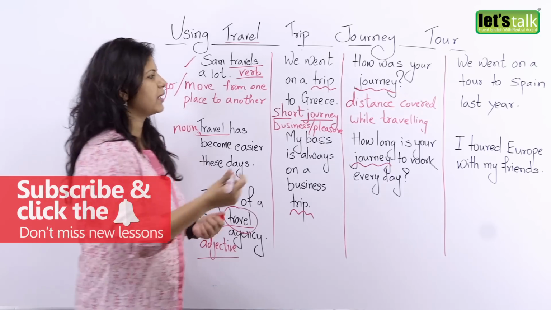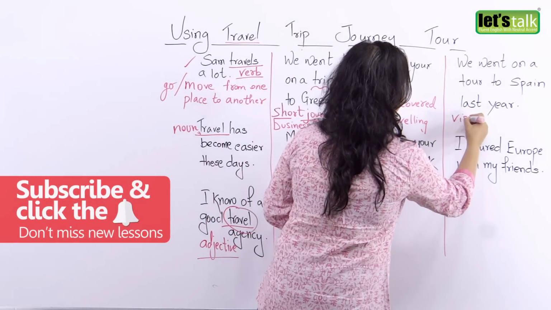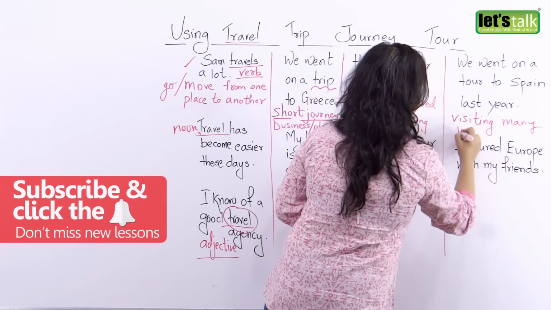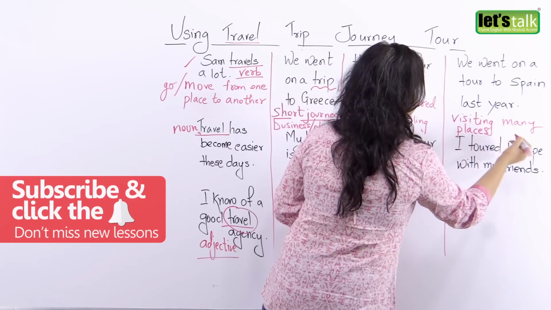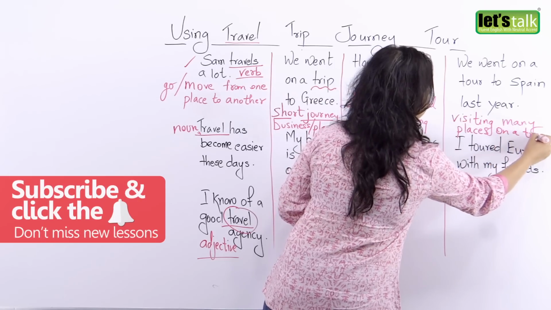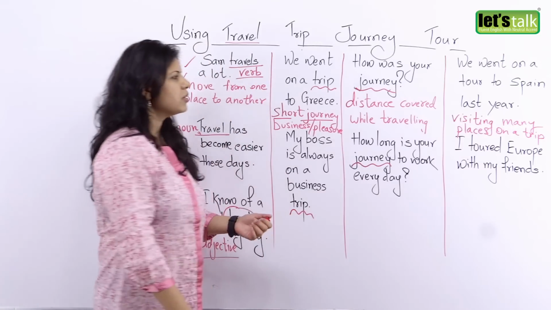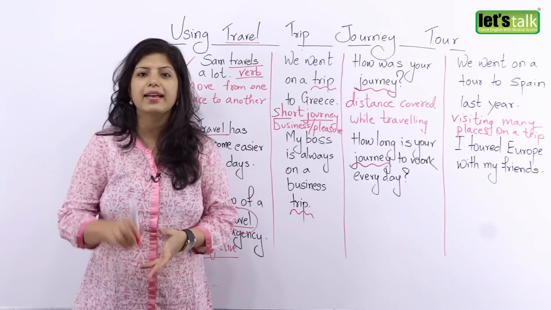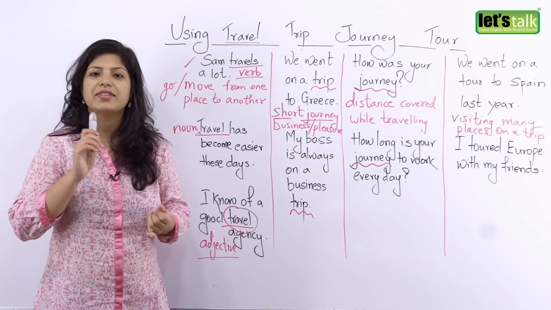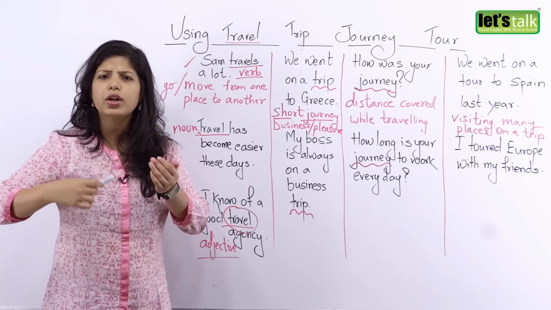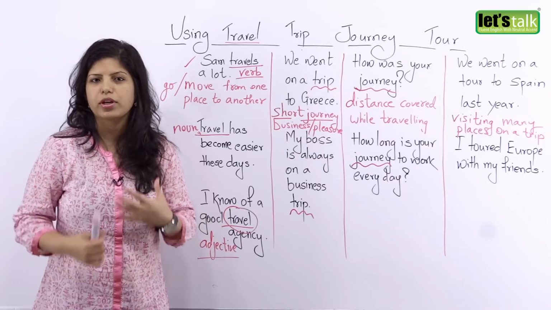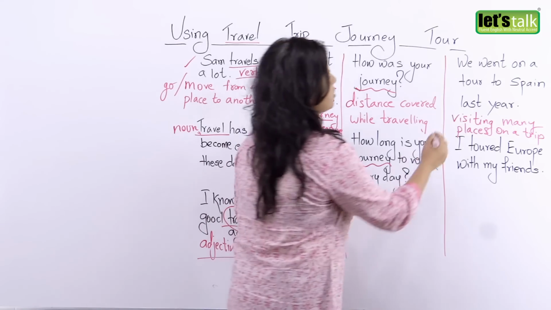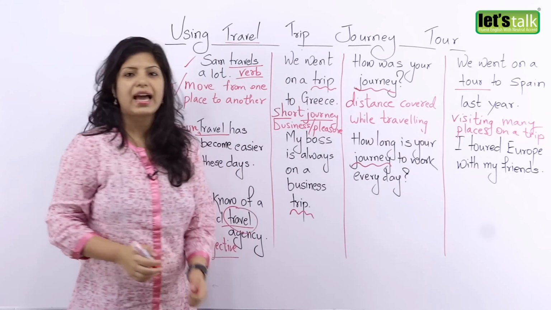All right? So let me write that down. A tour basically includes visiting many places, and it's mostly on a trip or on a holiday. So if you look at the first sentence, it says, we went on a tour to Spain last year, which means that we visited Spain and we probably visited a lot of different places within Spain which are famous and which normally people visit. Over here, if you noticed, tour is used as a noun, alright?